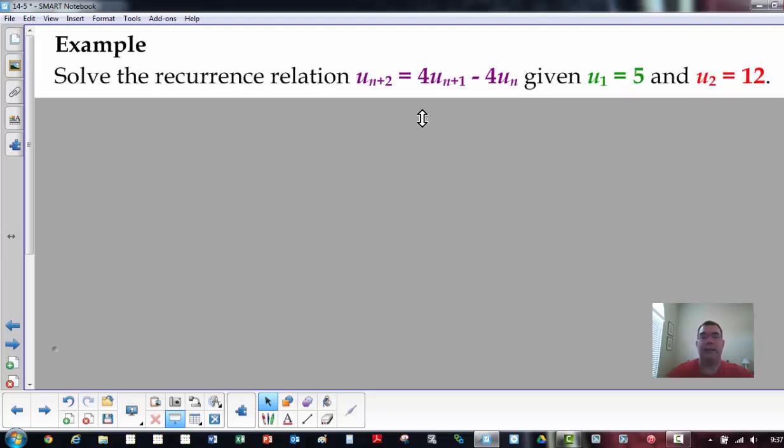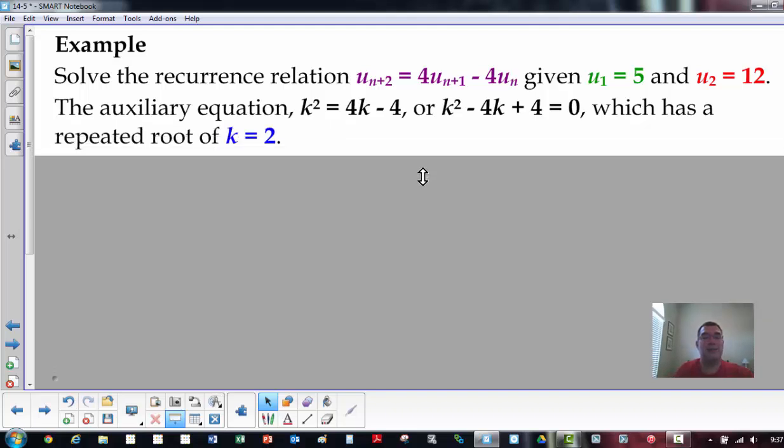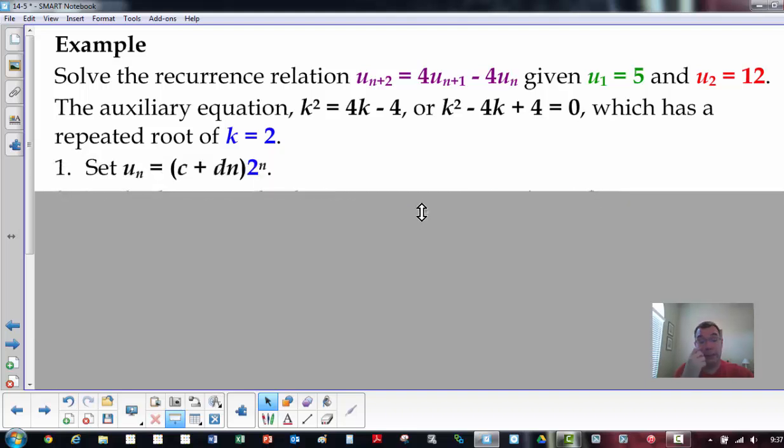So we have the (n plus 2)th term is equal to 4 times the (n plus 1)th term minus 4 times the nth term. And I have the first term is 5, the second term is 12. So if I solve that auxiliary equation, it is k squared equals 4k minus 4. I move everything to the left and I get k squared minus 4k plus 4 equals 0, and that has a repeated root of k equals 2. So what I'm going to do is say that the nth term is (c plus dn) times 2 to the n.